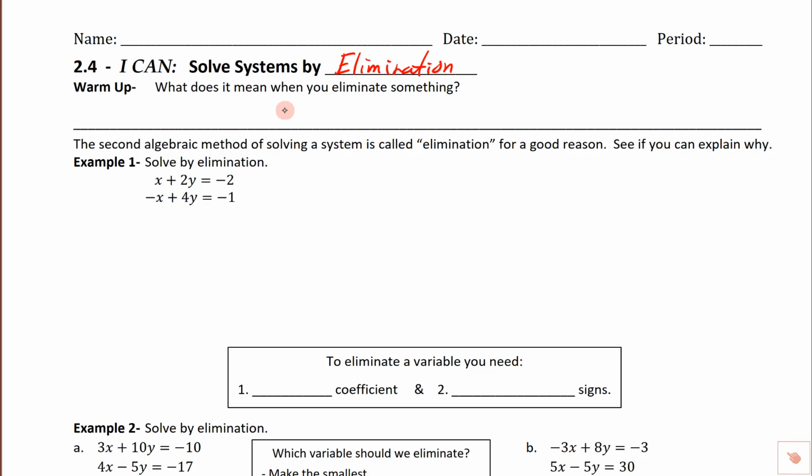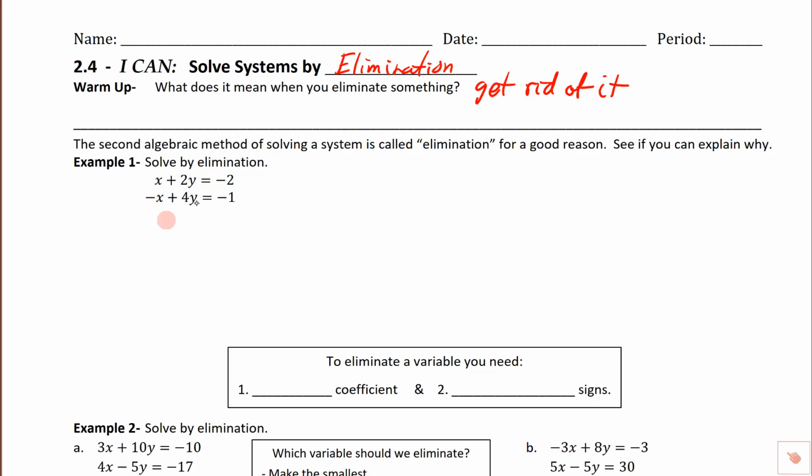And the warm-up question is, what does it mean when you eliminate something? Well, when you eliminate something, you get rid of it. Okay? You make it go away. And you'll see why we call this the elimination method right now. So I'm going to solve this system by elimination way faster than graphing, more accurate than graphing, and way easier than substitution. But you do have to know how to do substitution in order to do this.